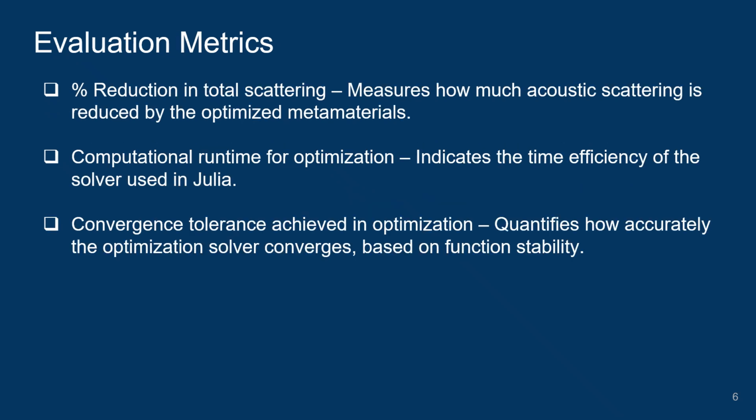Evaluation metrics. Percentage reduction in total scattering, where higher percentage reduction is better. Computational runtime for optimization in Julia, where lower computation runtime is better. Convergence tolerance achieved in optimization, where lower convergence tolerance is stable.